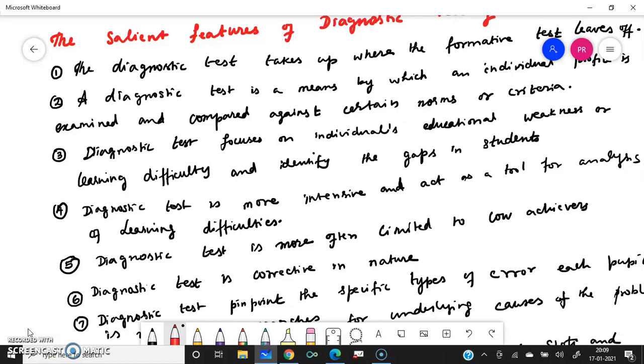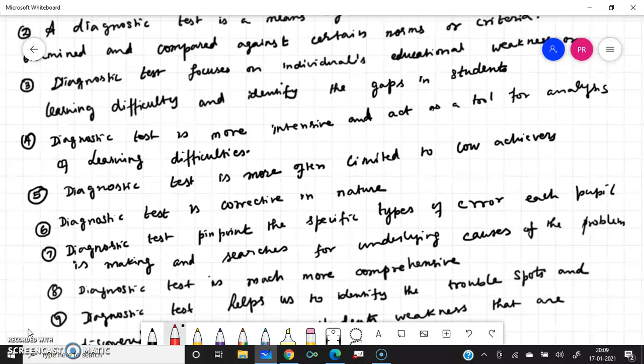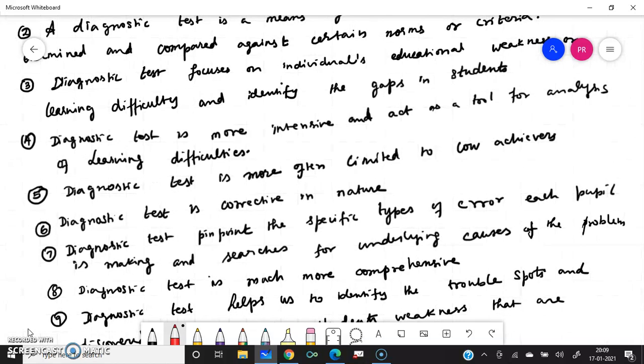Third, a diagnostic test focuses on the individual's educational weakness. How that particular student is weak, what learning difficulties the student is facing, and how far away he is from other students. How average and below average students are far away from the high achievers.